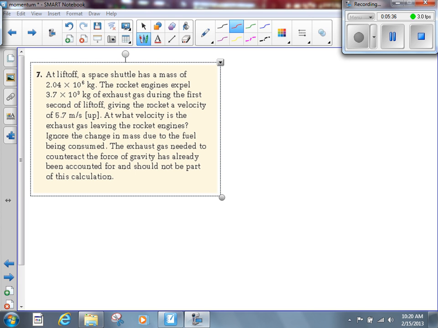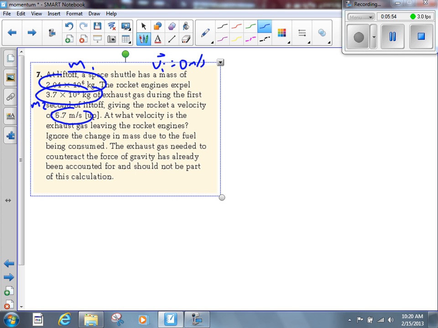We're going to call this one M1. We're going to call this one M2. Everything's at rest initially, right? So VI is going to be equal to 0 meters per second for both of the objects. After liftoff, we're going to say that the shuttle has a velocity of 5.7. We're going to call that V1F, and we're looking for V2F here.